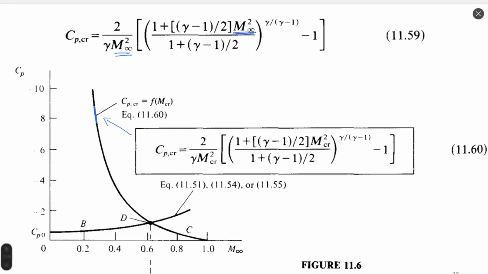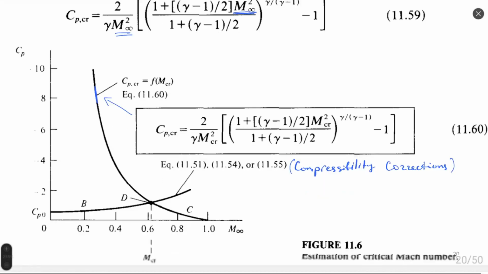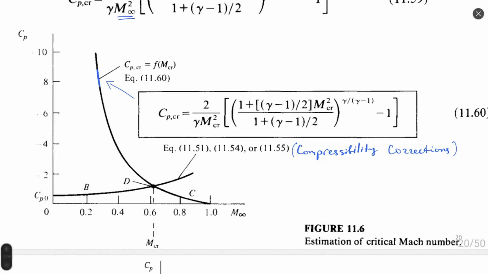I will write here that they are compressibility corrections, which we saw on the previous slide. And it will be somewhere at the intersection of these two curves. Right? This intersection will correspond to the critical Mach number. This is how the value of the critical Mach number can be found analytically.